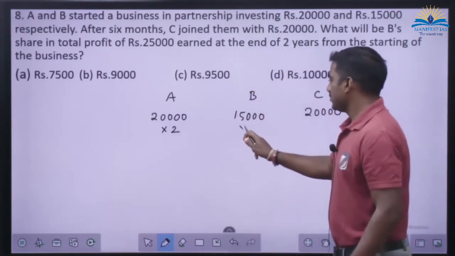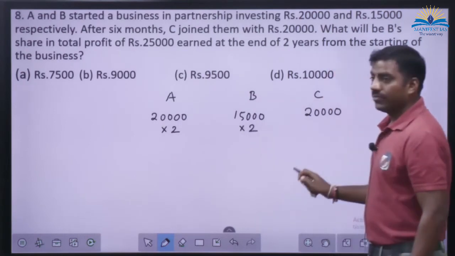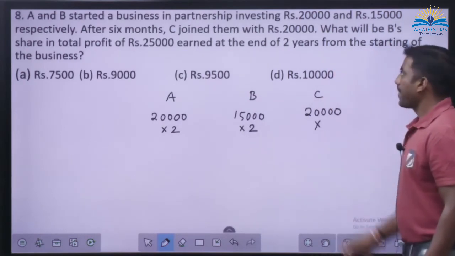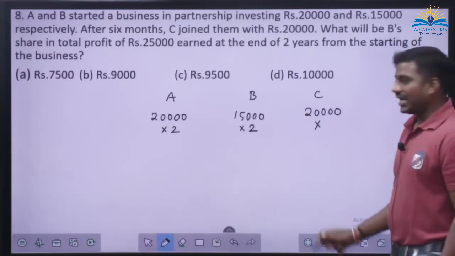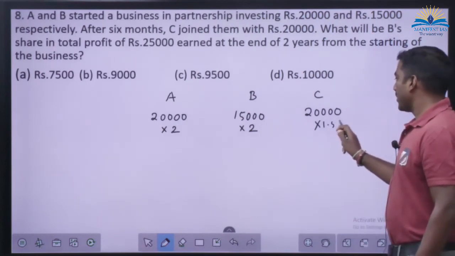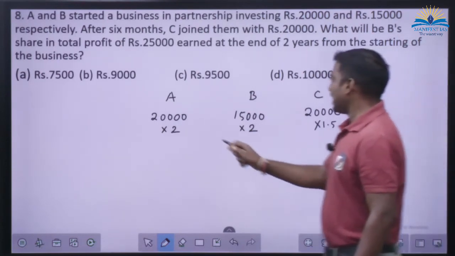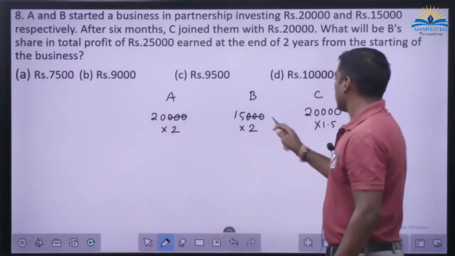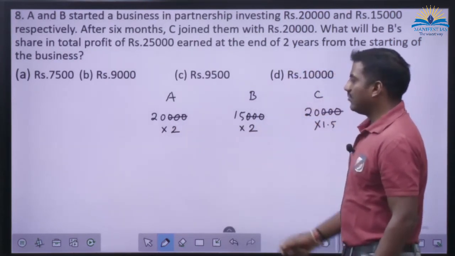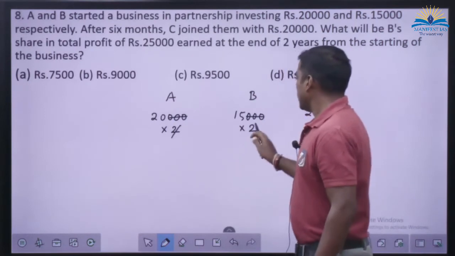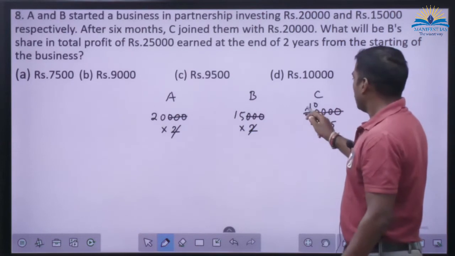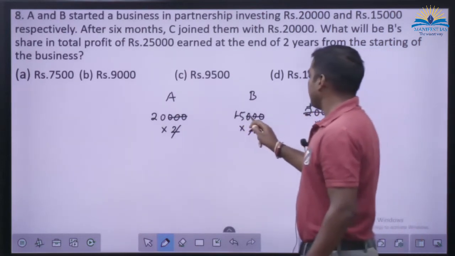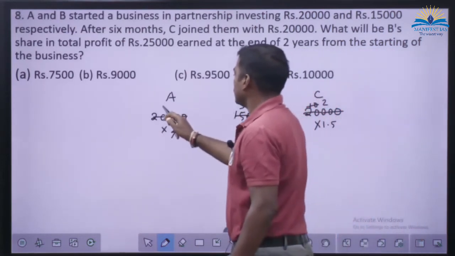B's, C, after how many months he has joined? So what is it in terms of number of years? 1.5. Can I write 1.5 here? Yes. So 3 zeros cancel from everywhere. And try to cancel with this 2. 2 ones are, 2 ones are, and 2 tens are here. And cancel with 5. 5 twos are, 5 threes are, and 5 fours.